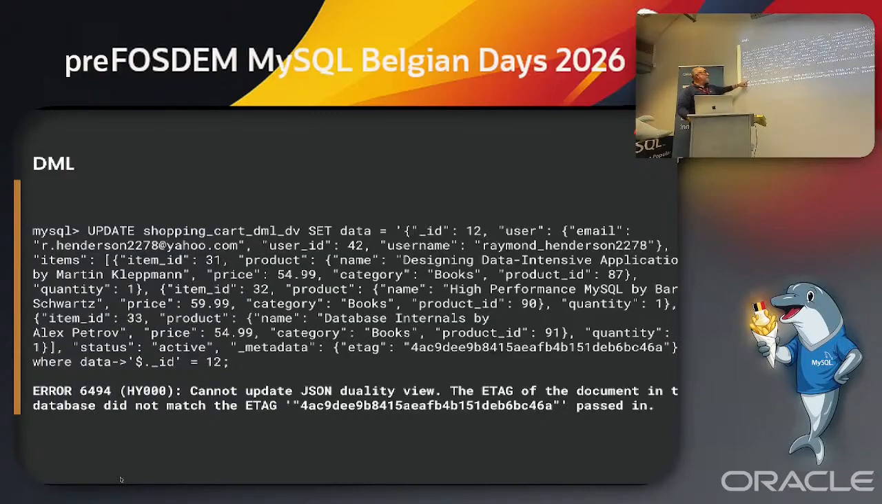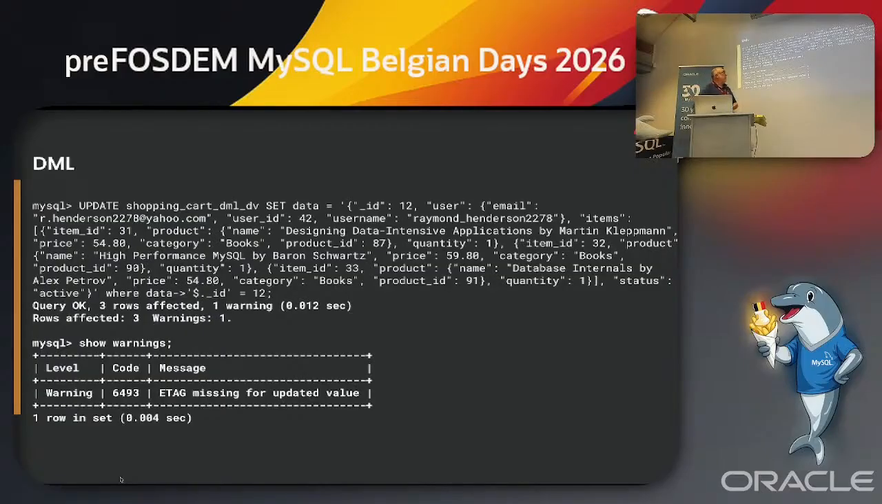If I repeat the same with the same e-tag, it says no. The document in the database does not match that e-tag. So I can't update twice using the same e-tag. But I can run the update without e-tag. So this, you need to be careful. If the update does not include an e-tag, the update is executed properly, but you get a warning saying, you did not provide an e-tag. I guess you know what you are doing.